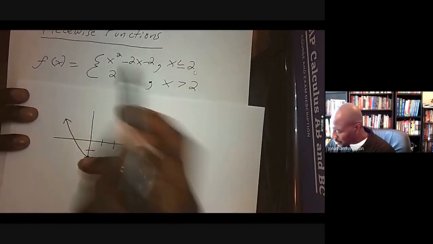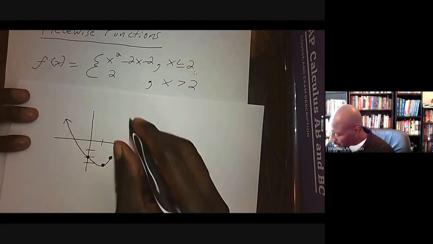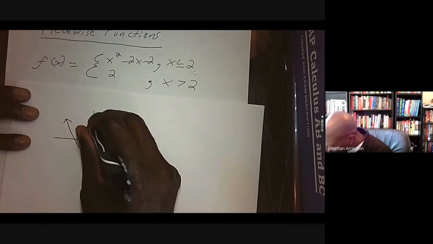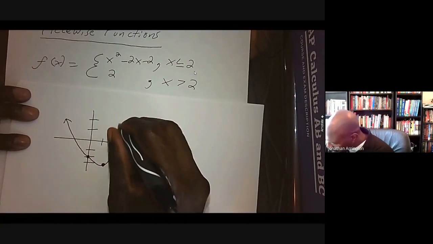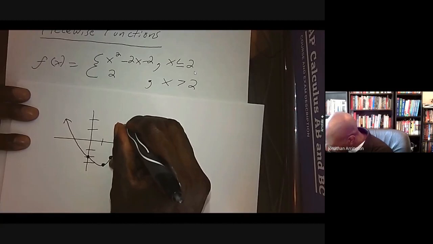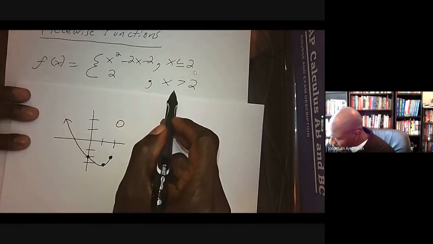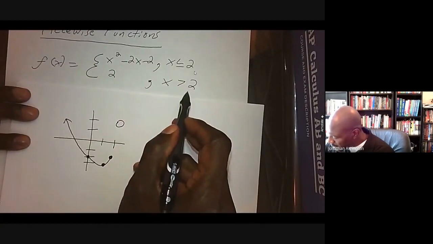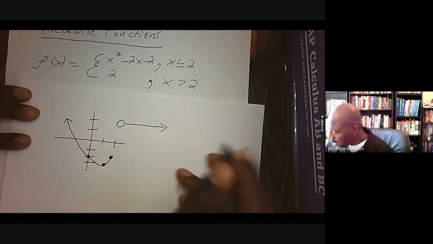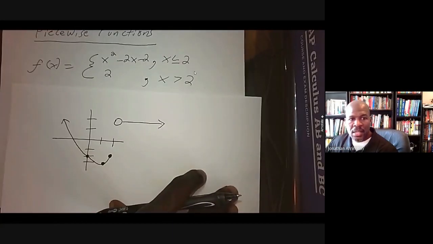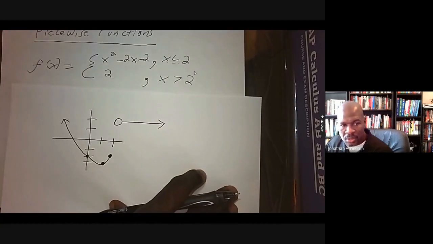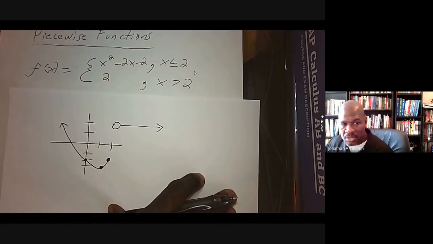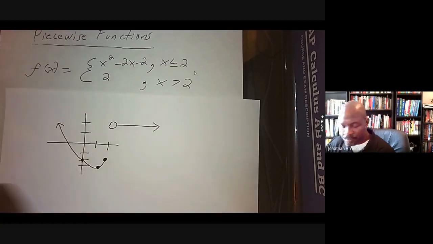f of x equals 2 is just a horizontal line going through 2 on the y-axis. So 1, 2. So we'll start here at 2, open circle, because this guy doesn't include 2. It says greater than 2, not greater than or equal. So open circle, and then a line. So that's how the graph of that particular piecewise function should look.